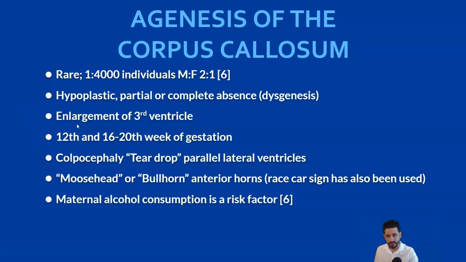Usually when you have agenesis of the corpus callosum, you're going to have an enlarged third ventricle or more prominent appearing third ventricle. It happens usually between the 12th and the 16th to 20th weeks of gestation. Posteriorly, you're going to have colpocephaly, which is enlargement of the lateral ventricles in a teardrop shaped fashion. And in coronal, you're going to have a bullhorn or a moose head appearance of the anterior horns of the lateral ventricles. They look like a U, and that's because they're more separate than usual. There's also another sign called the race car sign for that separation of the lateral ventricles as well. Maternal alcohol consumption is a risk factor.